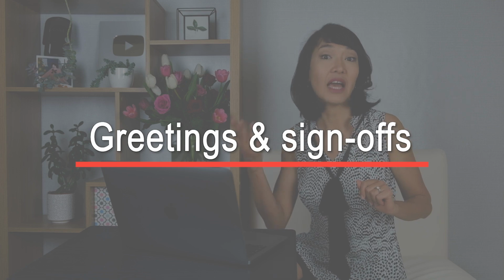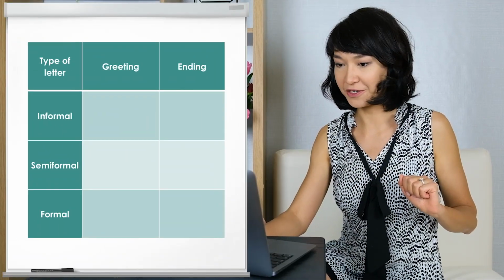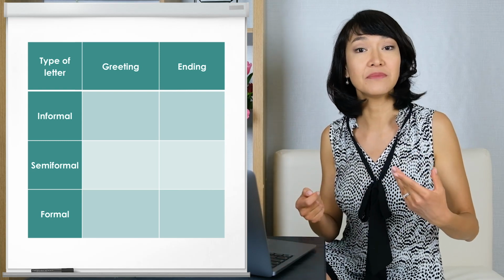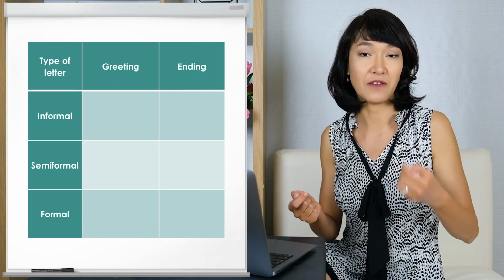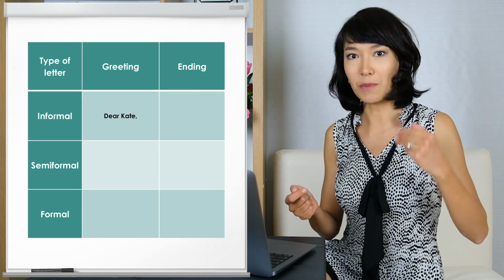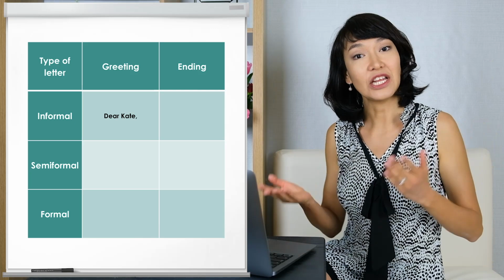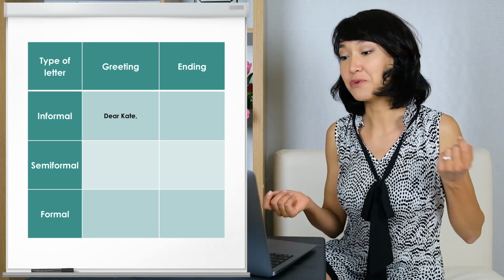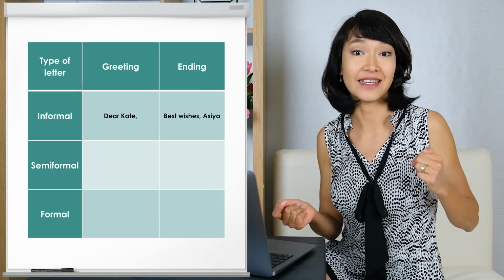Let's talk about how you open and close your letters, your greetings and your sign-offs. Again, there are different options to choose from, but here are some for each type of letter. So, in informal letters, you know the person very well, so address them by their first name, Dear Kate, comma. And then sign off your letter using something warm and personal, for example, Best wishes, comma, Asia, using my first name.